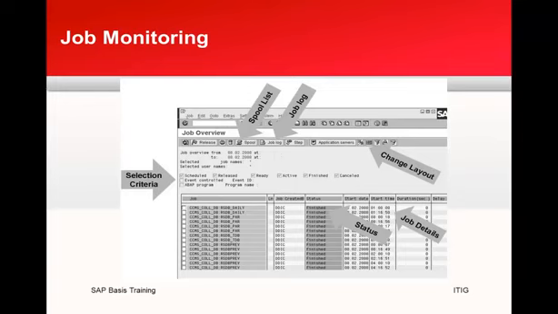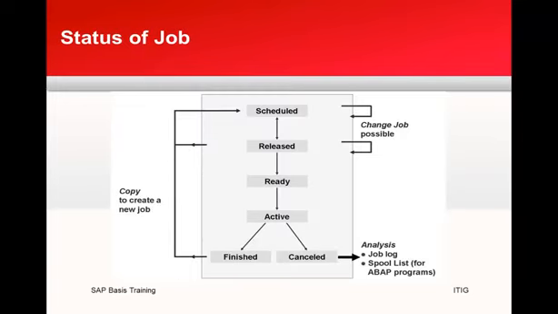Next thing is about the different statuses of a job. Here you can see when you schedule a job, it goes into scheduled status. When it is released, it goes into released status. When it is ready to run, it is in ready status, that is, the start condition of a released job has been fulfilled.